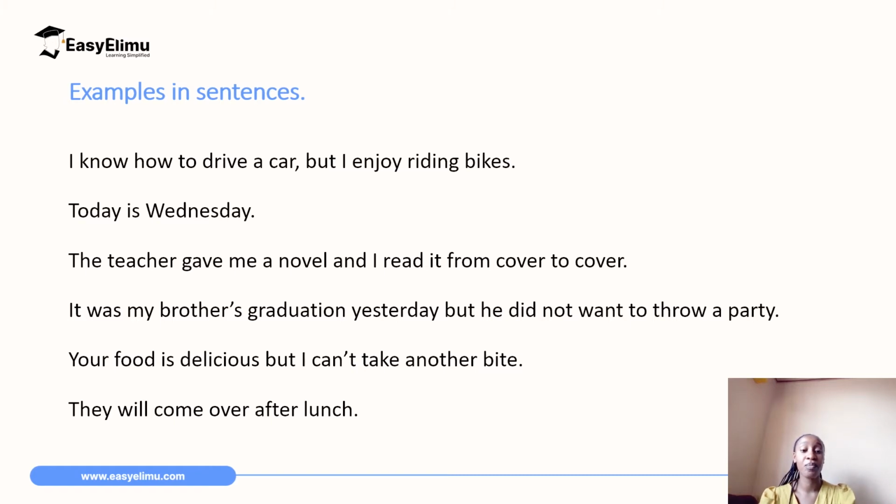And lastly, they will come over after lunch. So they will come over is an independent clause. After lunch is not. So in these sentences, you have seen that they have a part of the sentence that is the independent clause and one that is not. So we are going to see this part of the sentence that is not an independent clause. What is it and what is it called?